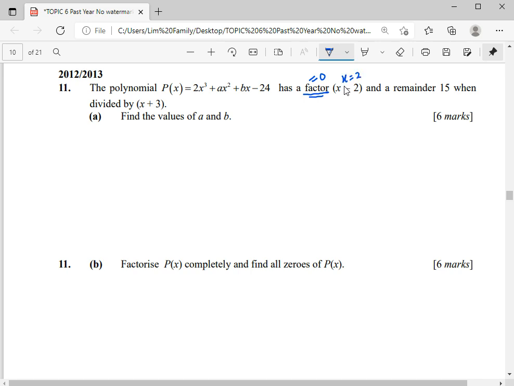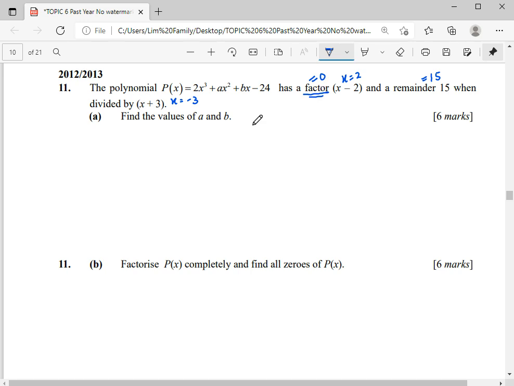So the factor theorem says when we substitute a value into a polynomial, if this divisor is a factor, it will equal 0. If your divisor has a remainder, then it will be the remainder theorem. So the difference is between equaling 0 or equaling the remainder. It says remainder 15, so the polynomial will equal 15 when it is divided by x plus 3. So our x value here is negative 3. So here they test us on the factor theorem and the remainder theorem.